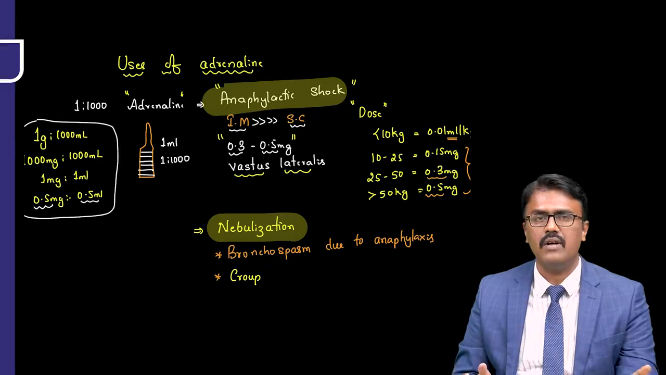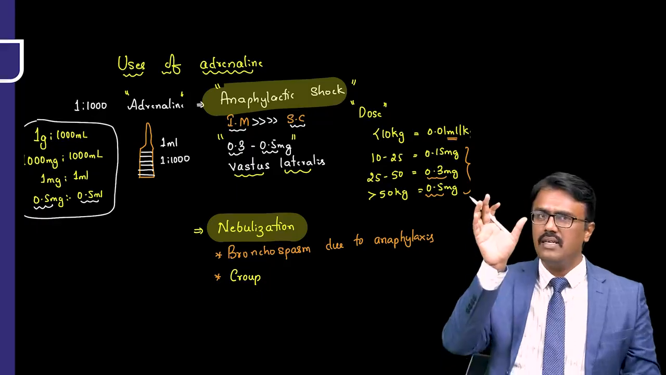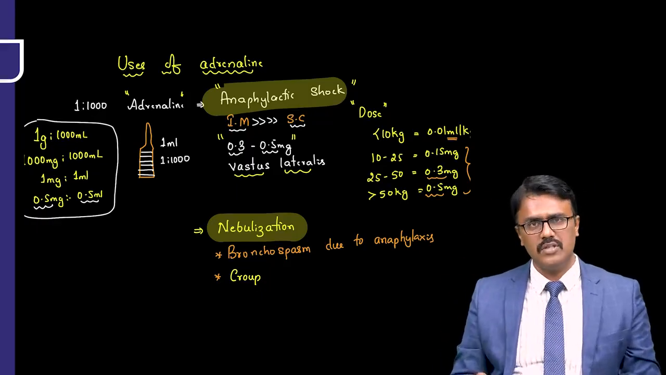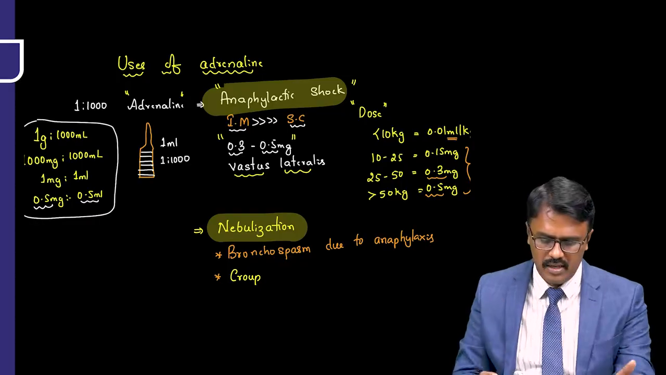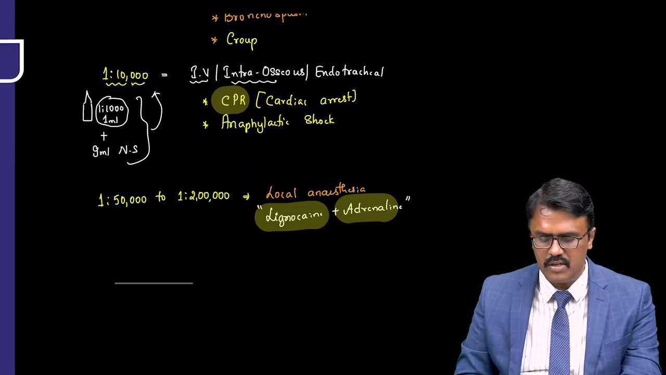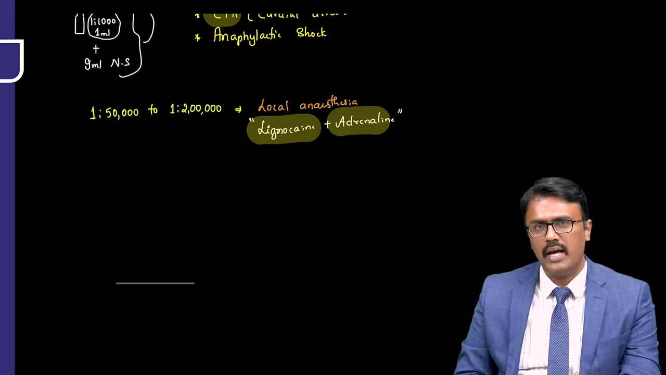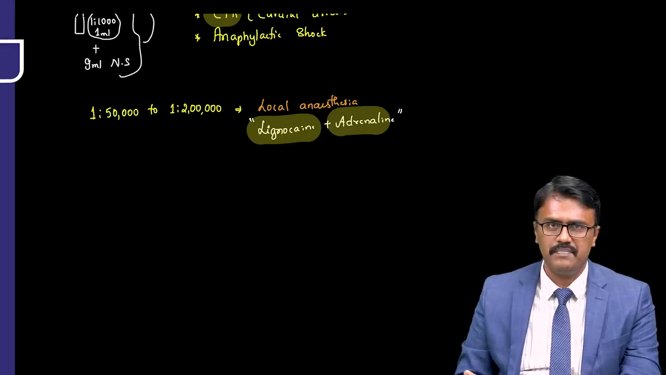All this. And in one of your INICT, they had asked a question. One side they had given the dilution, one side they had given the uses. So you have to match the following. So 1 in 1000 is IM, subcutaneous and nebulization. 1 in 10,000 is IV, intraosseous and endotracheal. 1 in 50,000 to 2 lakhs is local anesthesia.